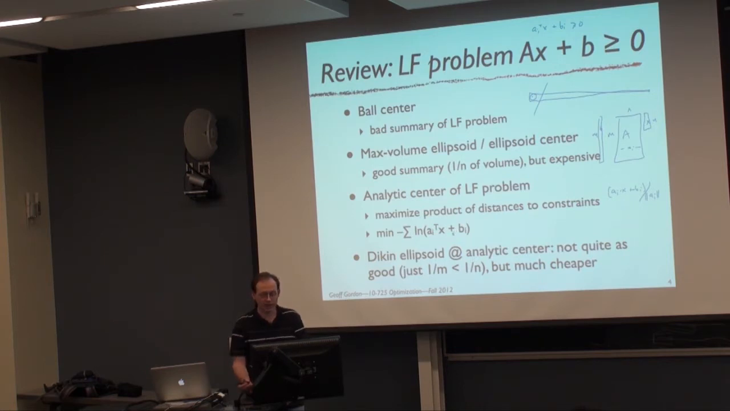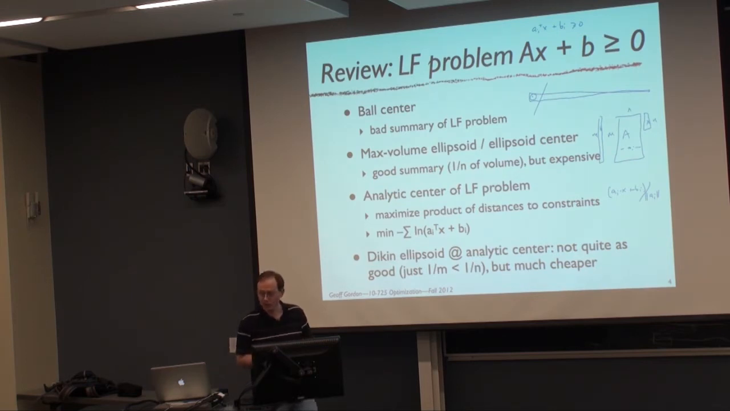And you can think of that as sort of a soft version of the ball center, right? The ball center maximizes the minimum distance. Here we're maximizing the product of distances, which, if one of the distances is very small, will make the whole product small, right? So it's like a soft version of the minimum. All right? So the analytic centering problem makes sense?